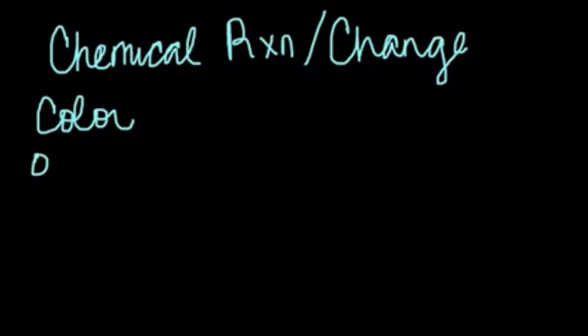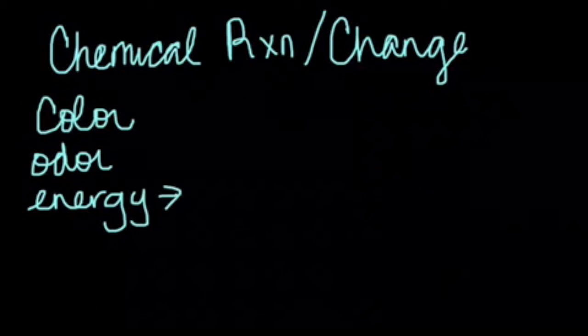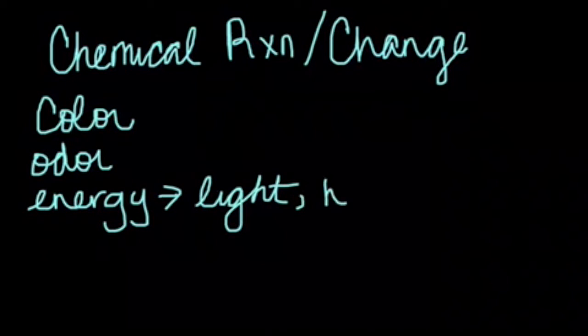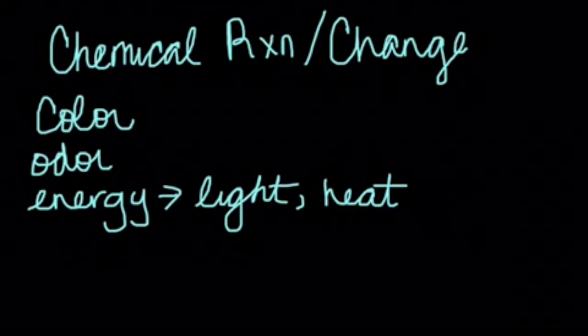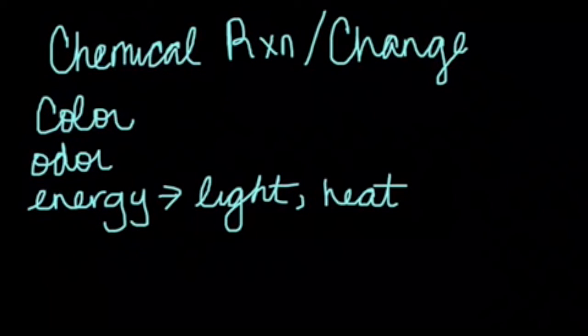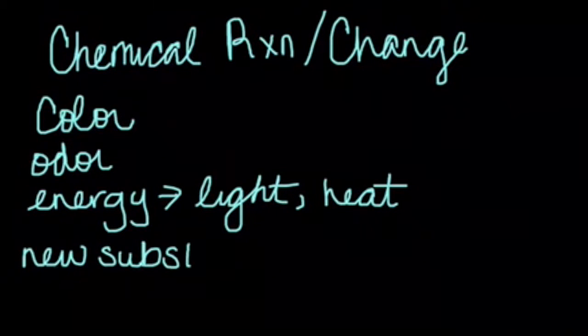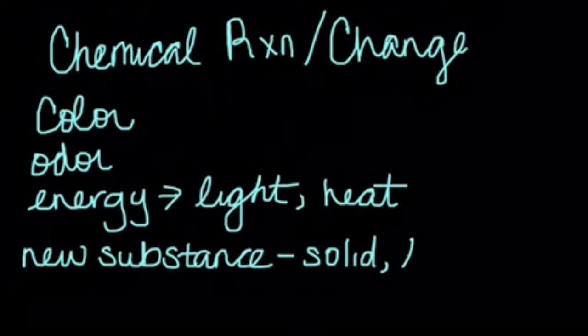We can also have a change in odor, a change in energy, and this can be in the form of either light energy, so sparks are given off, or heat energy, where heat is absorbed or heat is released. So there's a temperature change that you notice. And then finally, a new substance is being formed. And this can be in the form of any of the states of matter, a solid, a liquid, or a gas. So a solid being formed within a solution is called a precipitate. And then we have a liquid.